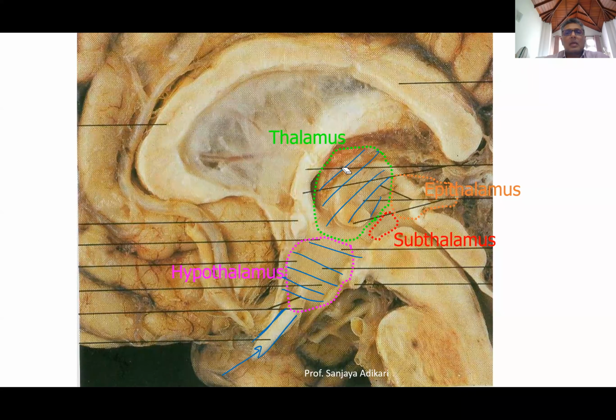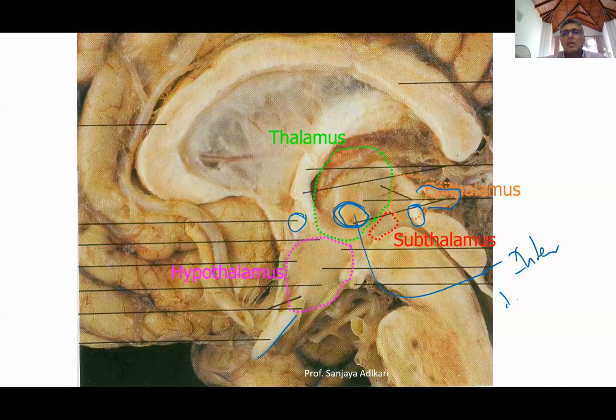Then behind the thalamus, you get the epithalamus and subthalamus. The epithalamus, as you can see here, is the area for the pineal gland. Here is your pineal gland. And here is your anterior commissure, and here is your posterior commissure, the commissural tracts that I showed before. Now, between the two thalami on either side, you get a connection. They are connected, and that is called the interthalamic connection.